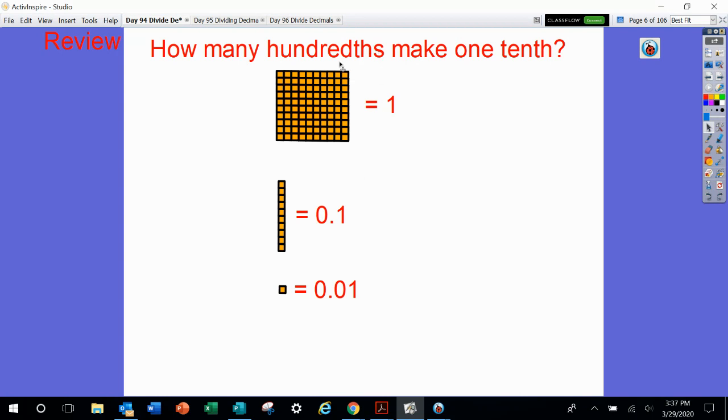How many hundredths would I need to make 1/10? So how many of these little blocks would I need to make one of these rods? Well, I would need 10 hundredths to make 1/10. How many hundredths would I need to make 1 whole? I would need 100 hundredths.